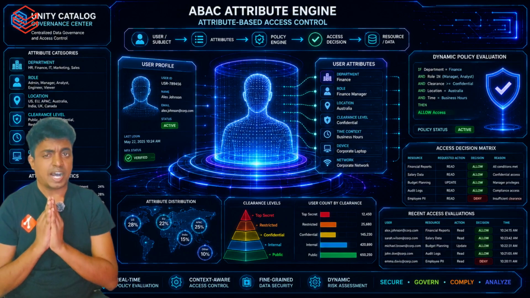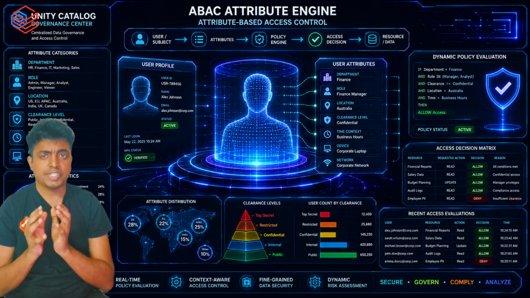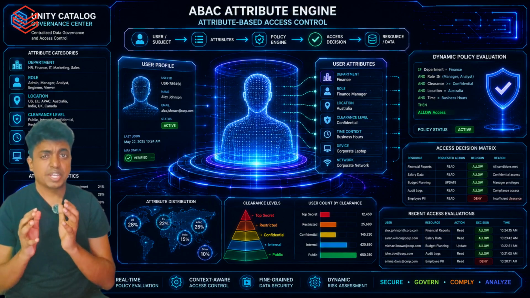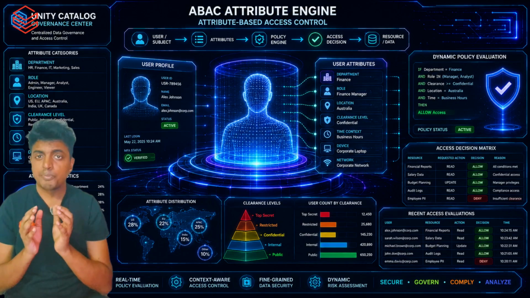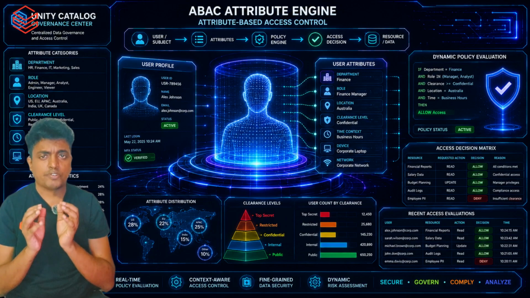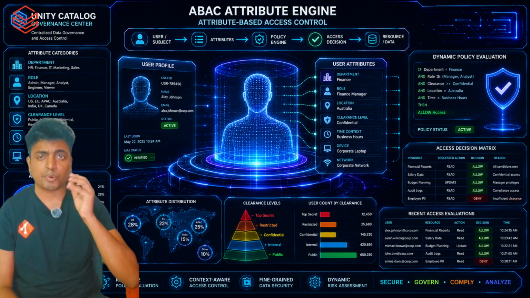Now let's move to the heart of ABAC. This is the attribute engine. Every time someone requests the data, Databricks evaluates a set of attributes before making an access decision. Think of this engine as a smart security guard. Before allowing access, it asks three important questions. Who is the user? What data are they requesting? And what policies are applied?